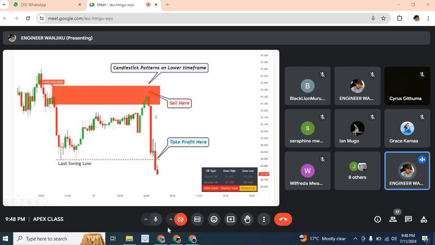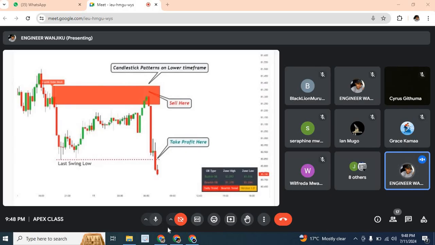Another confluence to confirm our selling is this small uptrend right here. This is what we call trend line liquidity, but we will probably cover that on Monday. So that's how we use different POIs and use them as confluences to a trade.